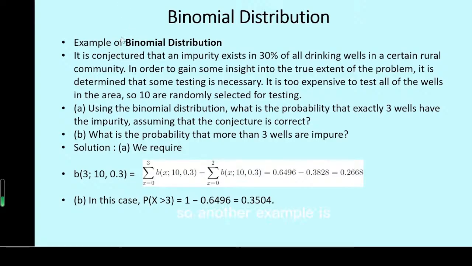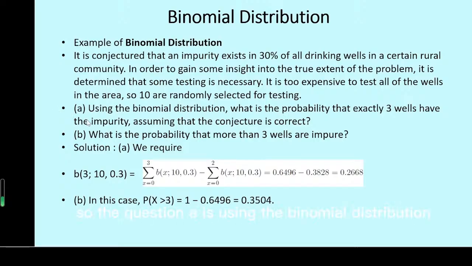So another example is, it is conjectured that an impurity exists in 30% of all drinking wells in a certain rural community. In order to gain some insight into the true extent of the problem, it is determined that some testing is necessary. Because it is too expensive to test all of the wells in the area, 10 are randomly selected for testing.